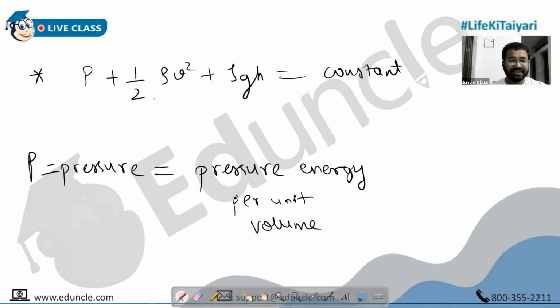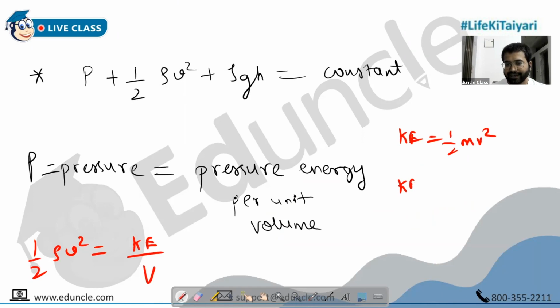Similarly, half rho v square is kinetic energy per unit volume. Because kinetic energy is what? Half m v square. So kinetic energy per unit volume is half into mass upon volume times v square. What is mass upon volume? Density. Half rho v square.